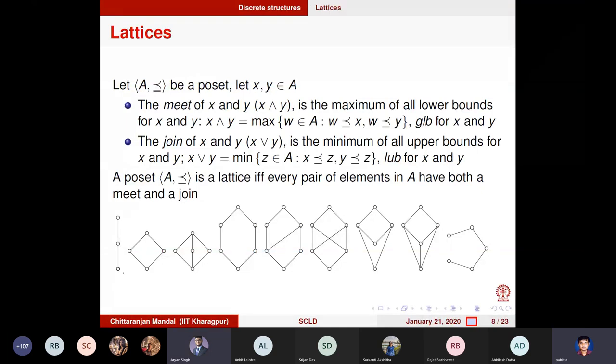Can you find a pair of nodes? Yes, sir. It's a lattice. So what is the meet of this and this?